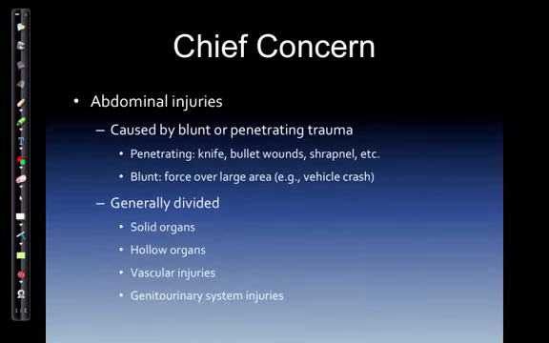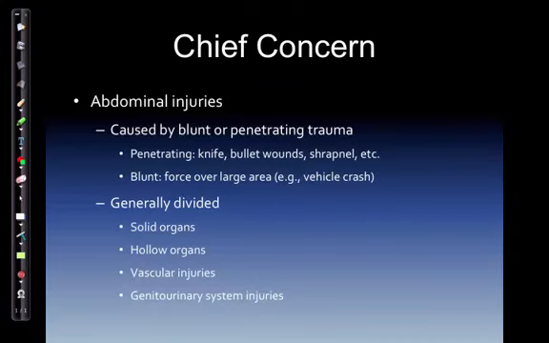Chief concern, abdominal injuries. They're caused by blunt or penetrating trauma. On the penetrating trauma side, we'll see things like knife wounds, bullet wounds, shrapnel, etc. On the blunt trauma side, force is over a large area. An example of this would be a vehicle crash. Just because someone has penetrating trauma to an isolated spot on the abdomen does not mean that it's going to be limited to the abdomen.